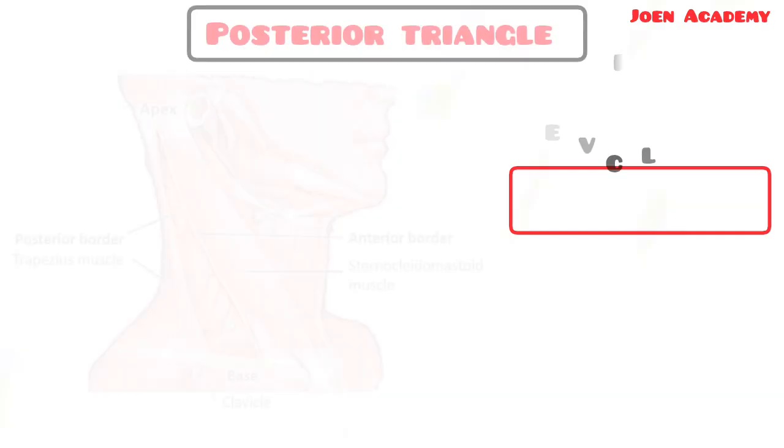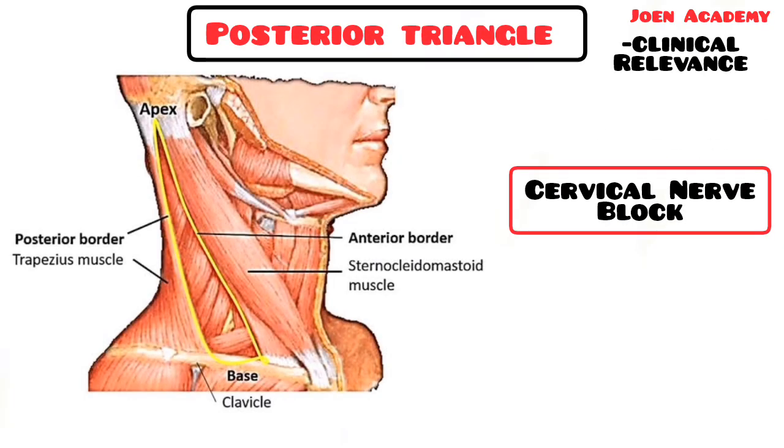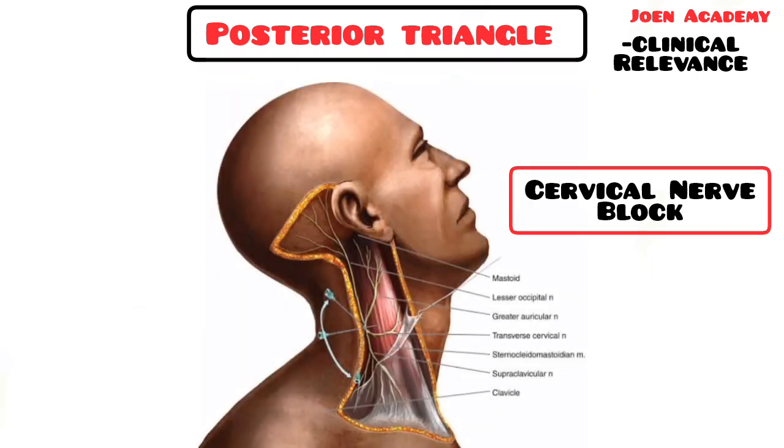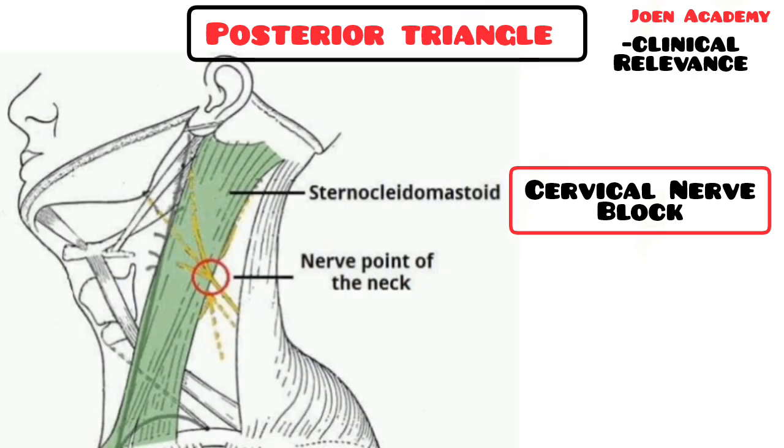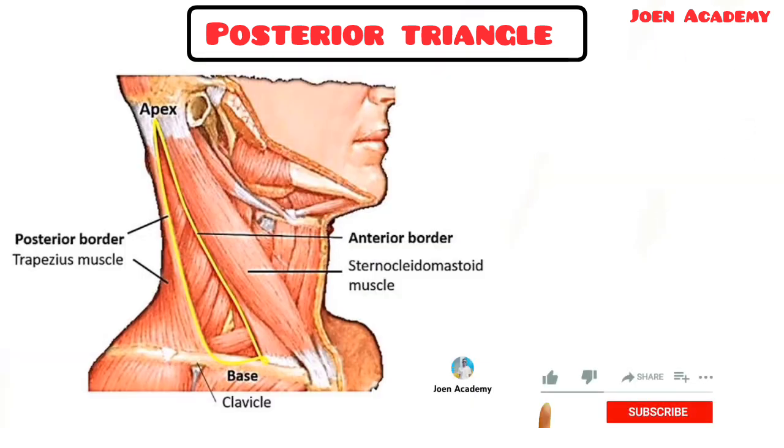This is a medical emergency managed by the application of pressure to the wound, stopping the bleeding and the entry of air. For anesthesia of the neck area, cervical nerve block can be used. A local anesthetic is injected along the posterior border of the sternocleidomastoid at the junction of its superior and middle thirds. This junction is where the cutaneous branch of the cervical plexus emerges, known as the nerve point of the neck.